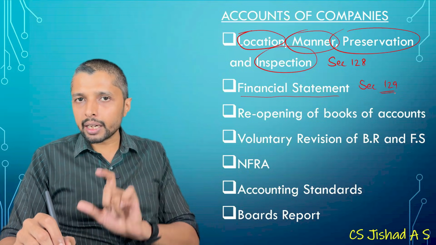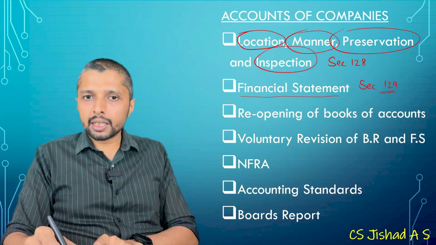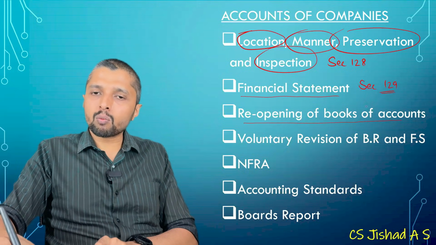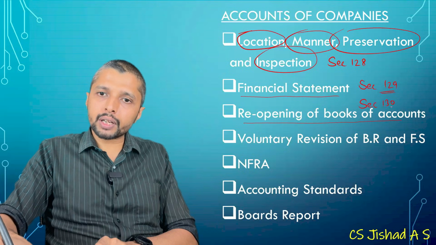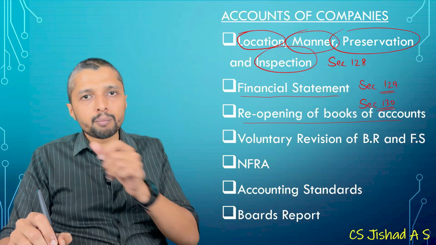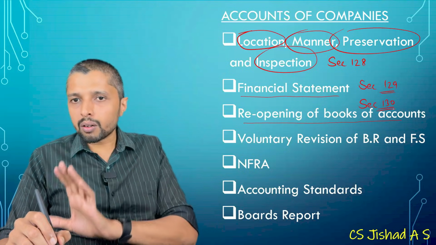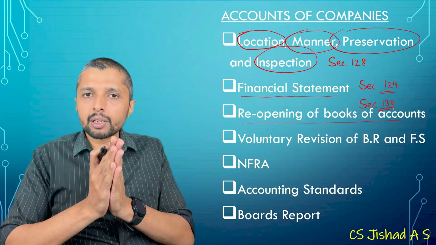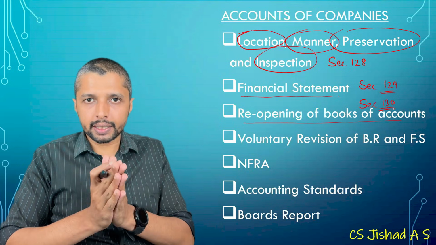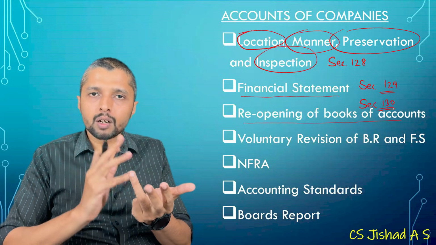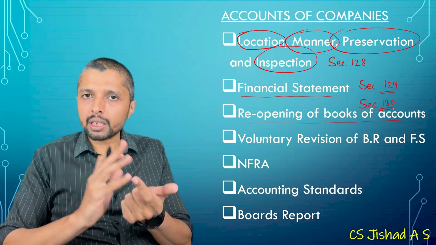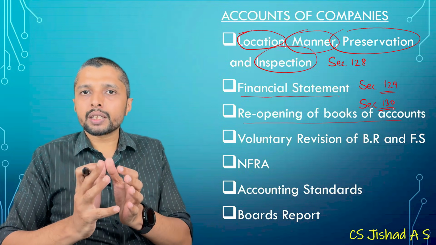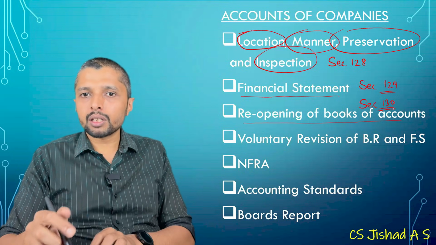Schedule 3 accounting standard should be complied. Reopening of books of accounts, section 130. Section 130 specifies reopening if it is made in a fraudulent manner. Certain authorities can give an application to NCLT, which can be given by the central government, income tax authority, SEBI, etc. They will be reopening the accounts, and once recasted, it will be final.